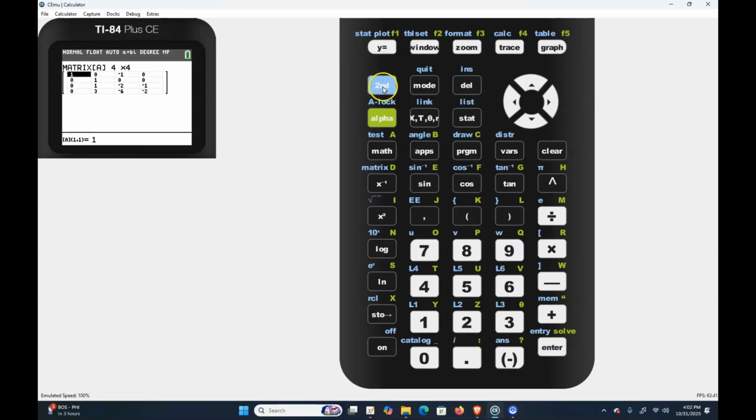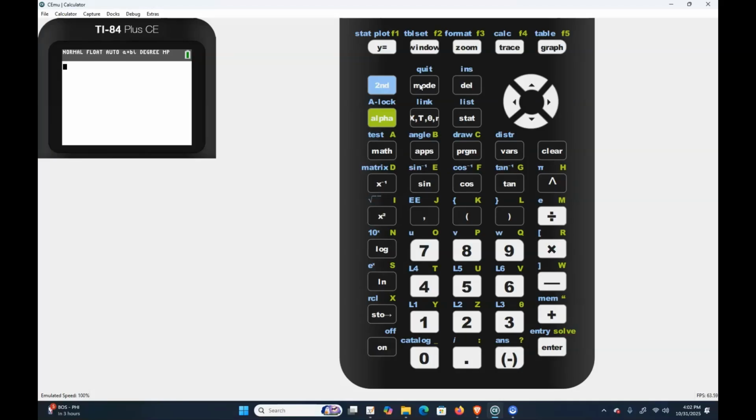I'm going to go second, quit. Then I want to populate matrix C. So I go second, matrix, cursor over to edit, and down to C, and press enter. This will be a 4 by 1. Now our values were 0, 2, 0, and 1. Second, quit. Now we're ready to do the math.